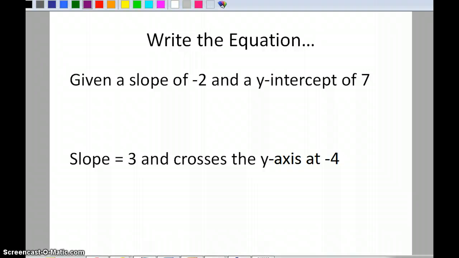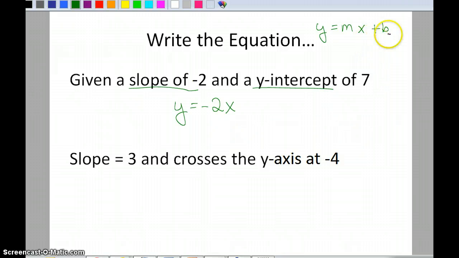So now what they want us to do is write the equation if we're given a slope of -2 and a y-intercept of 7. So the first thing I'm going to do is write my base equation up here, because it's y is equal to mx plus b. I'm given a slope of -2. Hey, that's my m value. Y is equal to -2x and a y-intercept of 7. Oh, the y-intercept, that's my b value, so it's a positive 7, so I'm going to write plus 7.